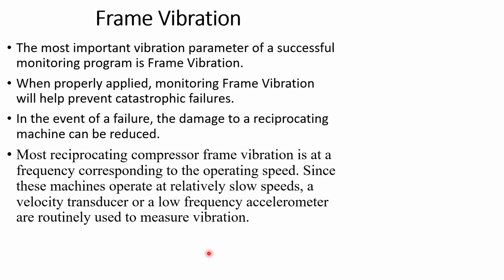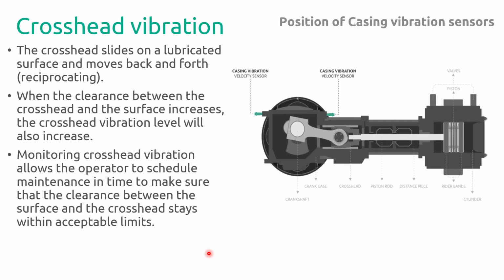Most reciprocating compressor frame vibration is at a frequency corresponding to the operating speed. Since these machines operate at a relatively slow speed, a velocity transducer or low frequency accelerometer is routinely used to measure the vibration. So let us see where the vibration is to be measured, what the location should be.